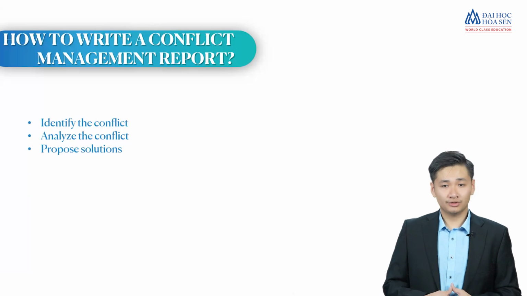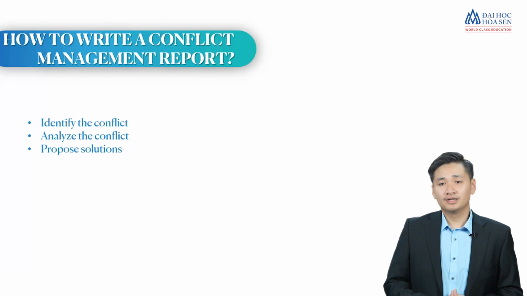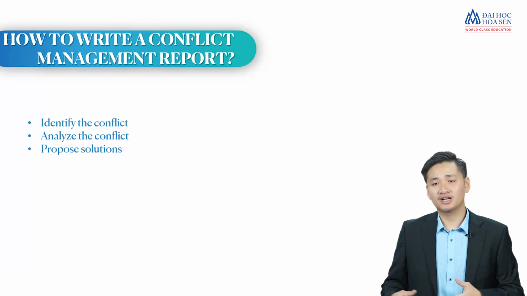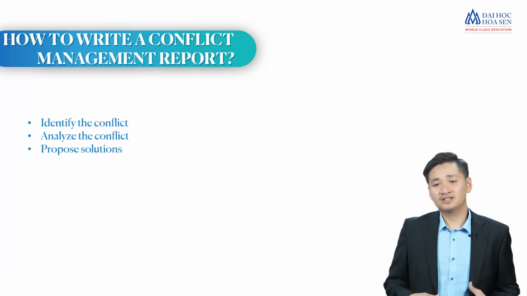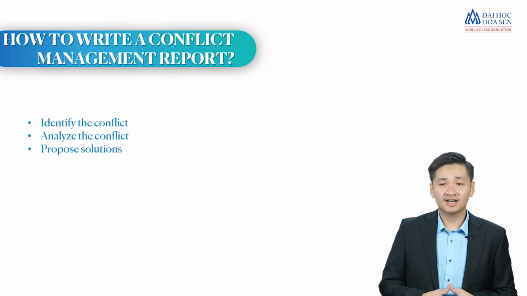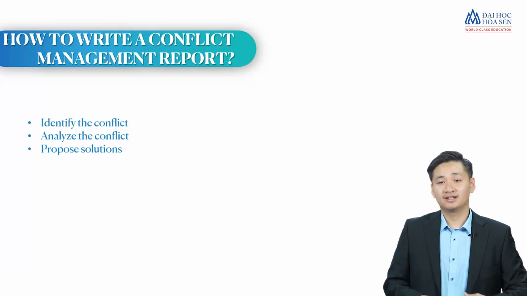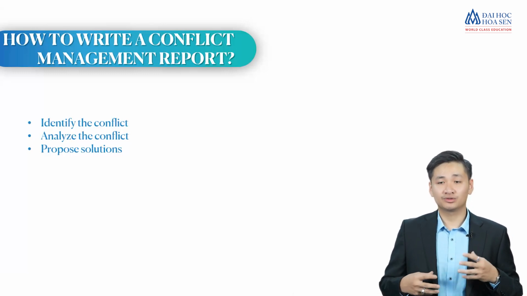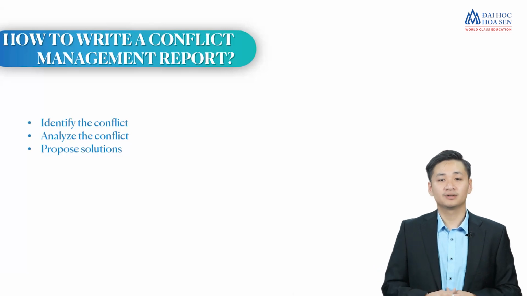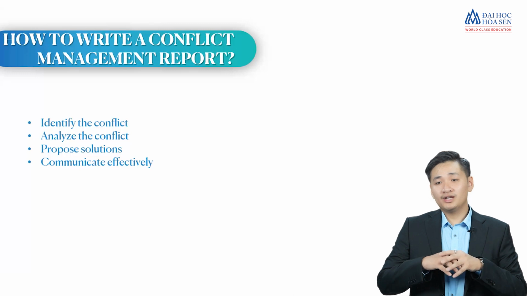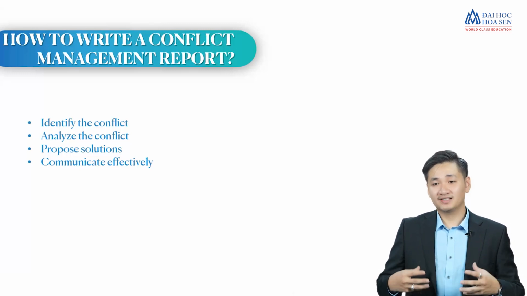Then propose the solution. This is the third step of writing a conflict management report. You need to present and justify the recommendations, such as the goals and objectives, the actions and steps, the roles and responsibilities, the resources and support, and the timeline and evaluation. You also need to address any potential challenges or barriers to implementing your solution and suggest ways to overcome them. Then communicate effectively with your audience.